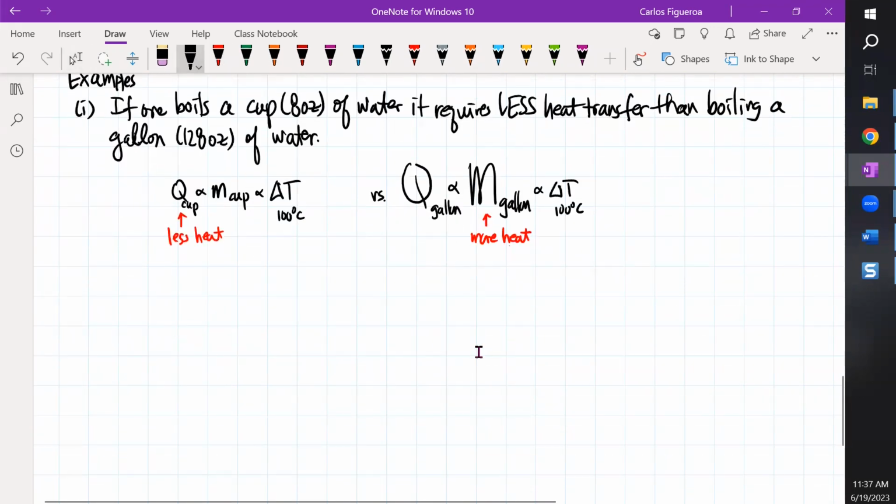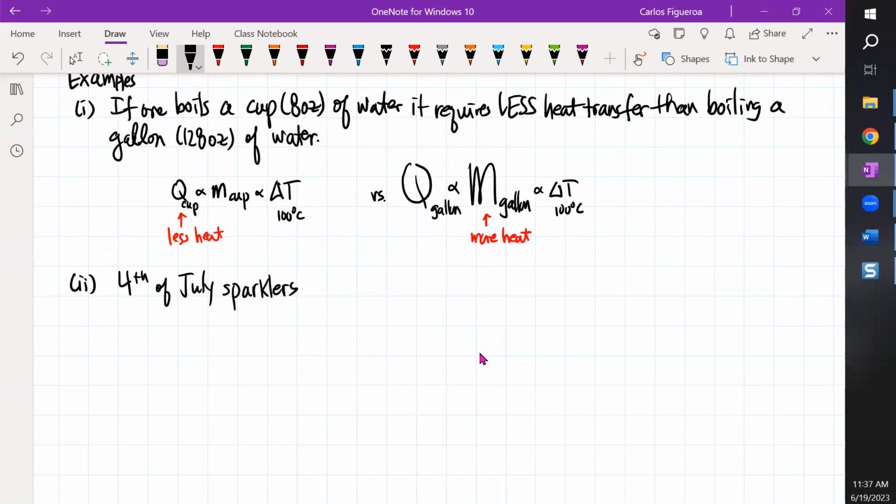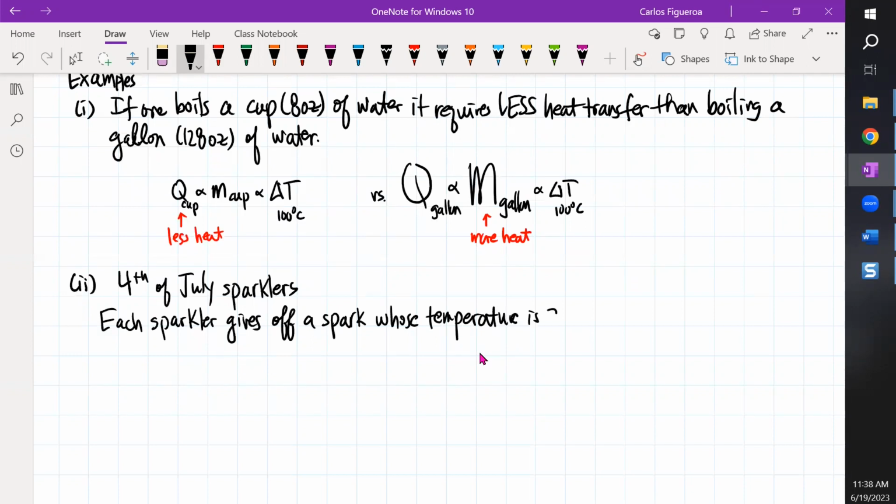Again, that's very intuitive. Now, let's look at the second one here. This is an interesting one. 4th of July, sparklers. Each sparkler gives off a spark whose temperature is 2000 degrees C. That is really hot.